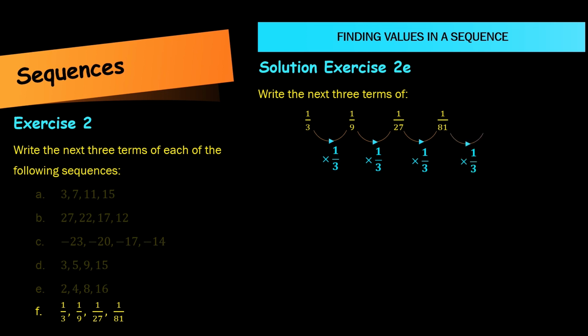So multiplying by a third again will give us 1 over 243. And multiplying by a third again will give us 1 over 729. And multiplying by a third again will give us 1 over 2187.